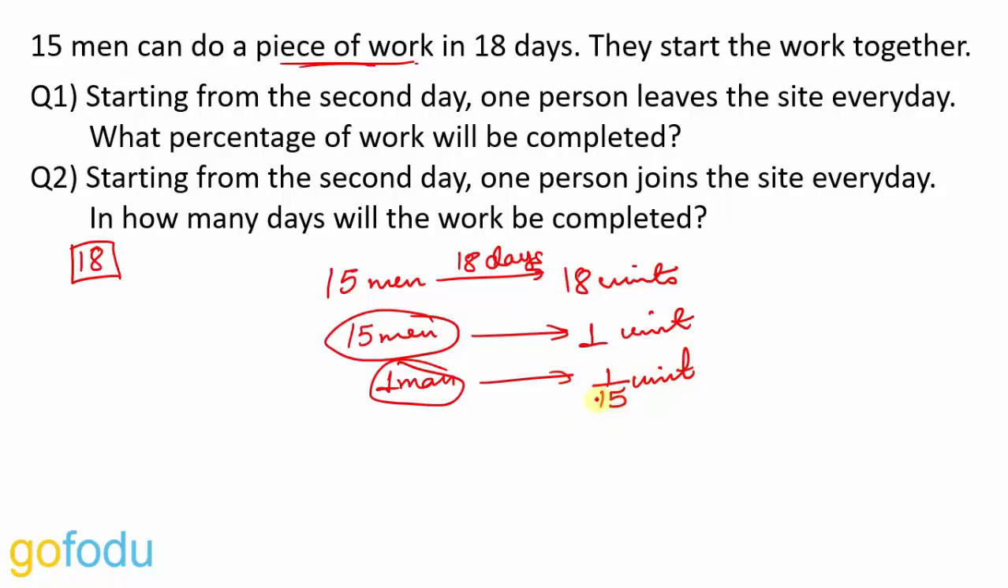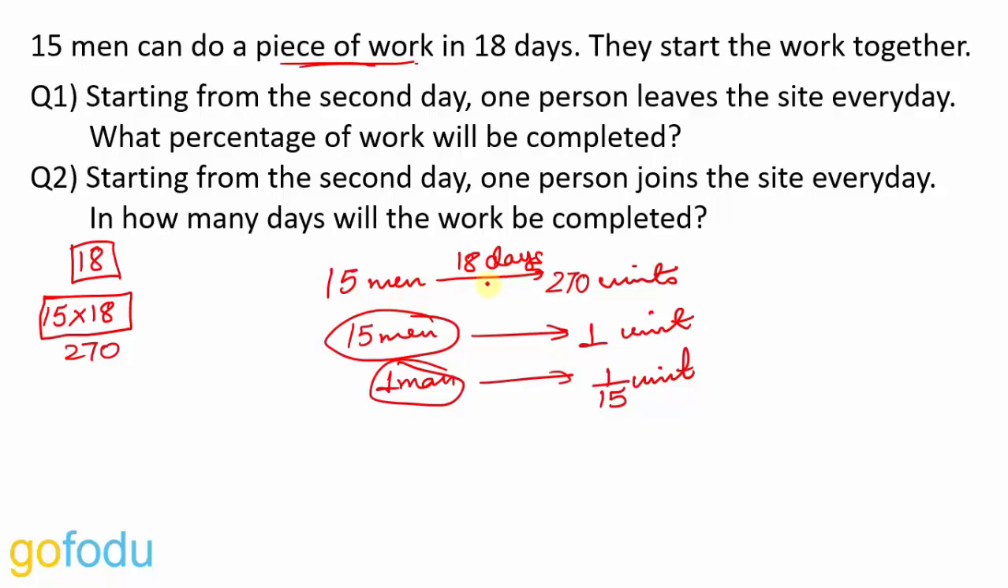Okay. So the whole purpose of taking 18 as the total work, LCM as the total work, was to avoid fractions, but still we are getting fractions here. So instead of 18, I can take the total work as 15 into 18. Okay. This could be my total work. This is 270. Now see what happens when I take total work as 270.